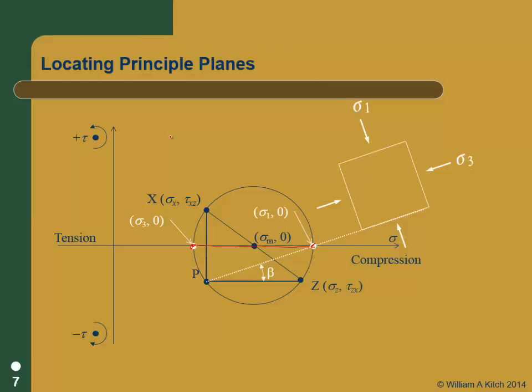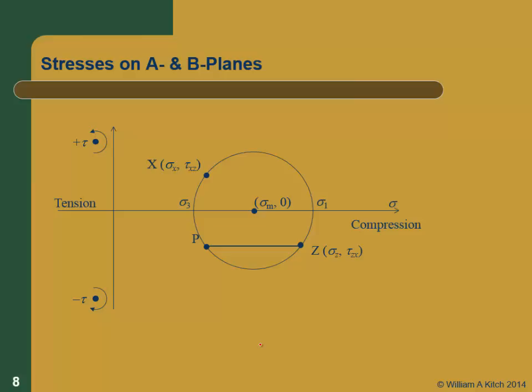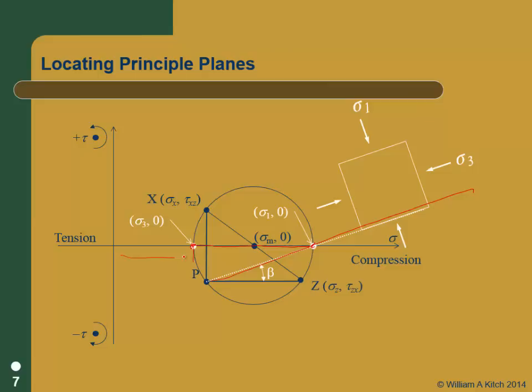You just take this line, extend it way out, draw your little cube on there, and say, well, this is the sigma 1 one. It's got to act normal to that. So that's sigma 1, and that means this has to be sigma 3 because it's the conjugate stress. Okay. That makes sense? And the magnitudes, we just measure this. We measure this distance from there to there. That's sigma 3. We measure this distance from there to there. That's sigma 1. We slap our ruler down and measure them.